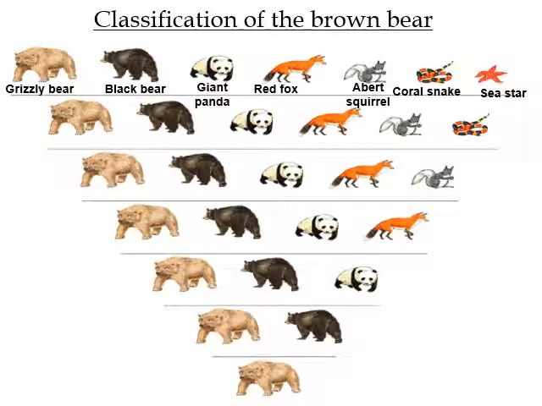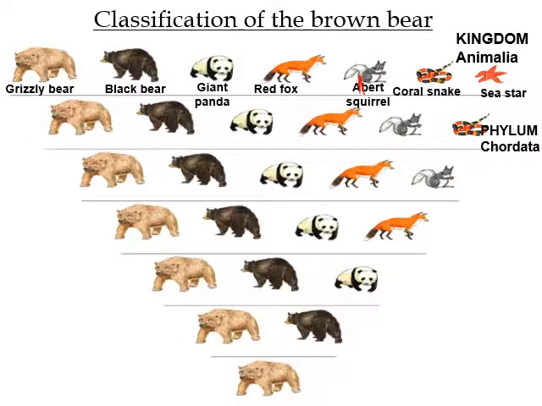So let's classify these animals here. At the very top, we've got all these animals here: grizzly bear, black bear, giant panda, red fox, Abert squirrel. I'm going to put a little L right there and pretend that this squirrel's name is Albert, because that's cool. I think I like that. It entertains me. Coral snake or a sea star. These are all animals, right? That's pretty much all they have in common. They're in the same kingdom. They're all animals. That's it, though. There's a lot of very different types of animals.